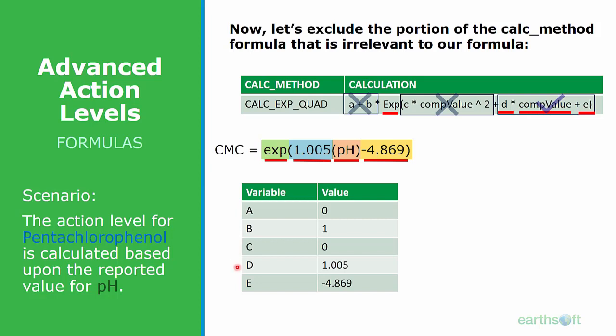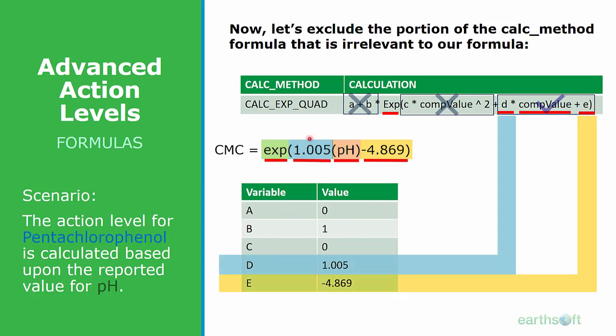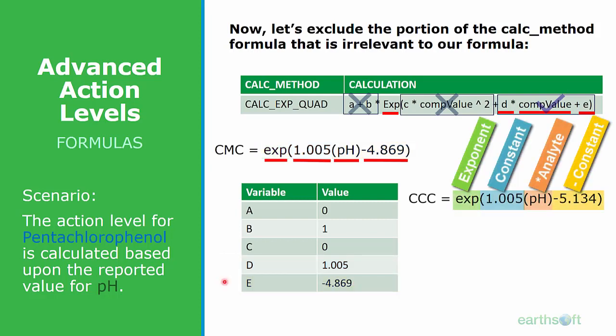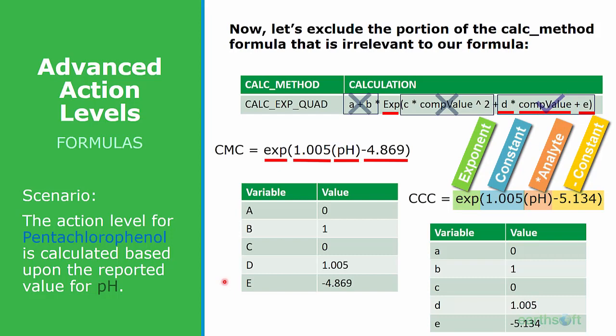So finally, when we get to variables D and E, we get a chance to bring in the 1.005 and the 4.869. However, note that because our reference calculation has a subtraction function here, we need to make sure that our variable e is a negative number so that it includes the subtraction component. Okay, so the same will be true for the CCC action level as well. The only thing that will vary is that last variable, variable e. It's going to be a different value because that's the difference in those 2 equations. So far, so good, I hope.